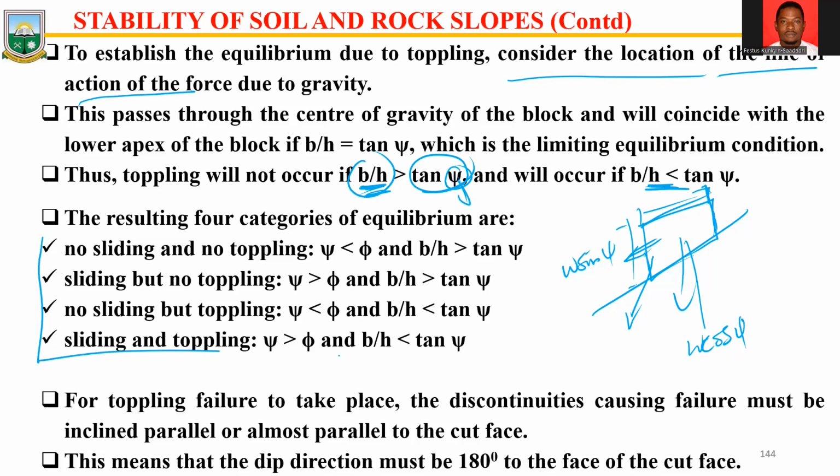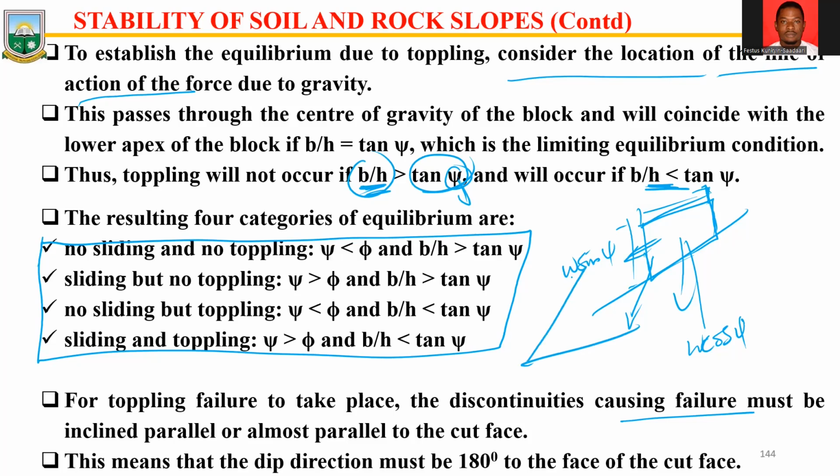If you get to know these equilibrium and you satisfy all of them, then you are able to have what we call a stable condition, and then this type of failure can be avoided. So for toppling failure to take place, the discontinuities causing the failure must be inclined parallel or almost parallel to the cut face. So you have your cut face. So you have to make sure that you have your discontinuities acting parallel to the cut face.